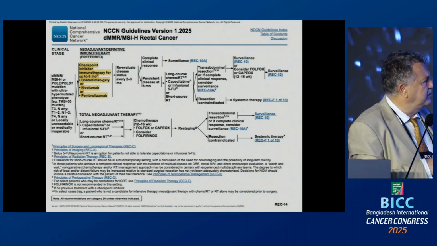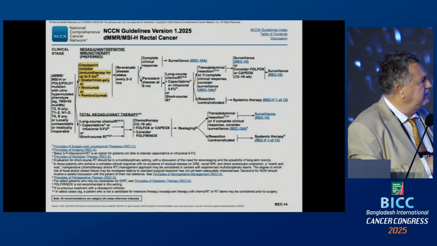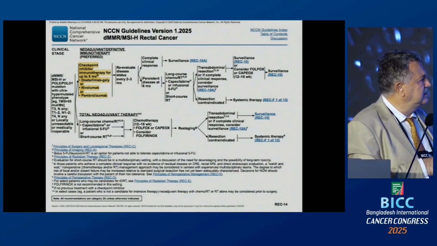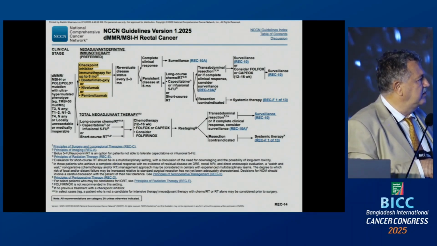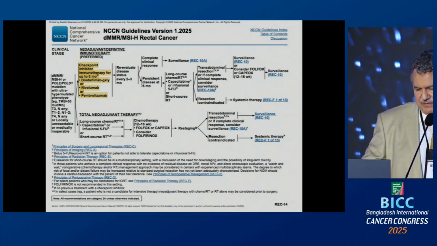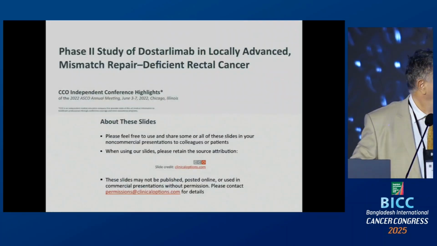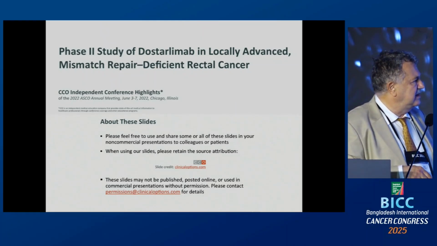But now if you look at the most recent NCCN guidelines for MMR deficient, MSI high, checkpoint inhibitors are recommended as a start: either dostarlimab, nivolumab, or pembrolizumab. For us, we were pretty excited about dostarlimab in this case. Why? Because there was big news at the ASCO meeting 2022.